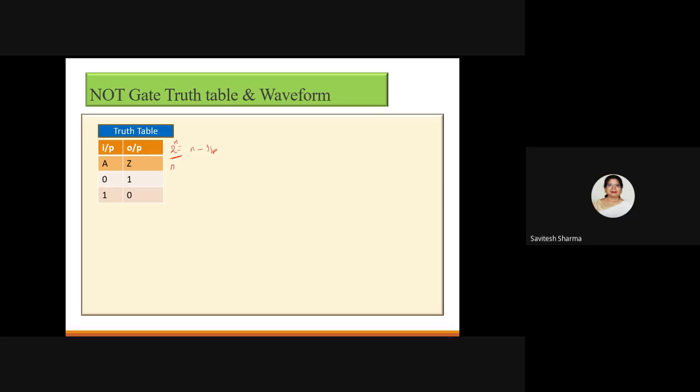For the inverter, because a single input is there, n is 1, so the total number of combinations will be 2 to the power 1 equals 2. What are the possible combinations? 0 or 1. If you give input 0, you will get 1. If you give input 1, you will get 0. So this is the representation of the function of the NOT gate.